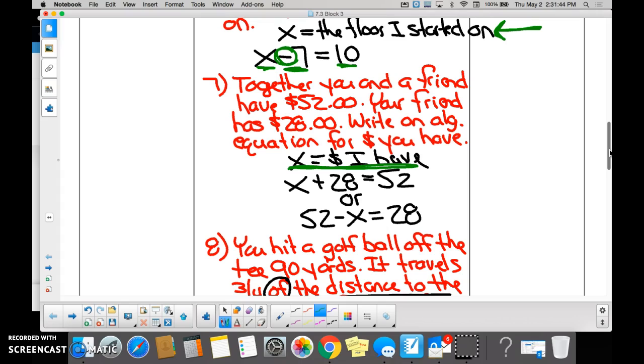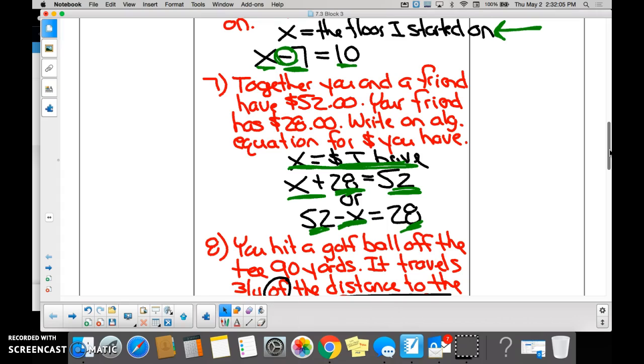How much money do you have? Well, we know our friend has $28, and we know we have $52 total. So if you add the money that you have to your friend's money, don't you have your equation? Yes. Or if you subtract your money from $52, you would get your friend's total money, right?